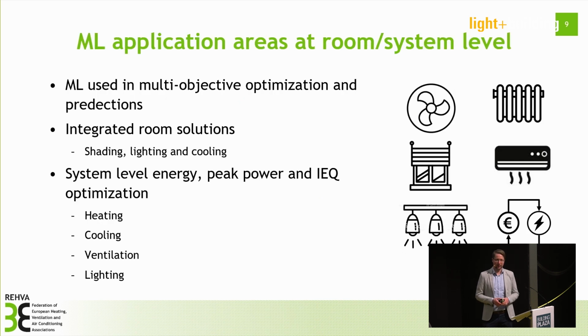Then the other area of machine learning in controls is the room and system level. And that is typically used in multi-objective optimization. For example, integrated room solutions where we have the shading, lighting and cooling system, and then do optimization between the energy costs and a good indoor environment. So, okay, we would like to get some daylight in, but not too much so that the cooling costs don't rise.